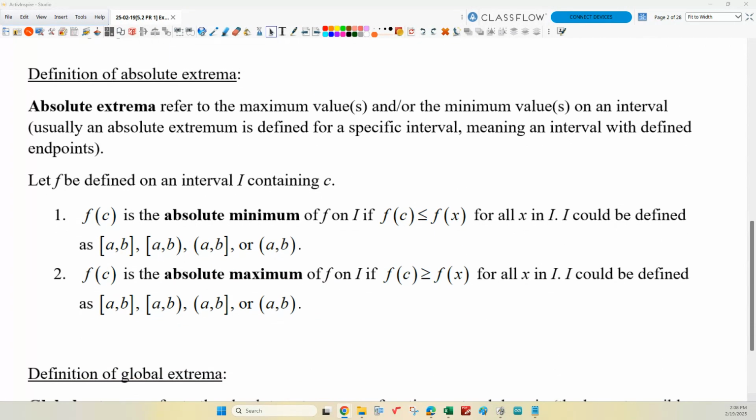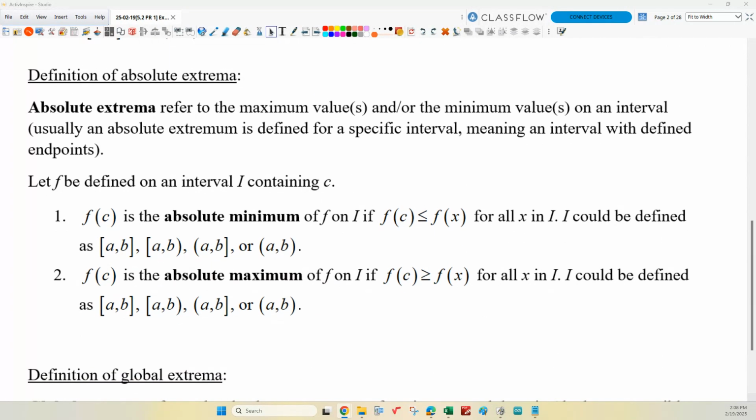So what about an absolute extremum? What's the difference? Well, for an absolute extremum, if I give you some specific interval, now I just want to know what is the highest place on that interval and what is the lowest place on that interval. It doesn't have to be a peak and it doesn't have to be a valley. It could be an endpoint or something also, okay?